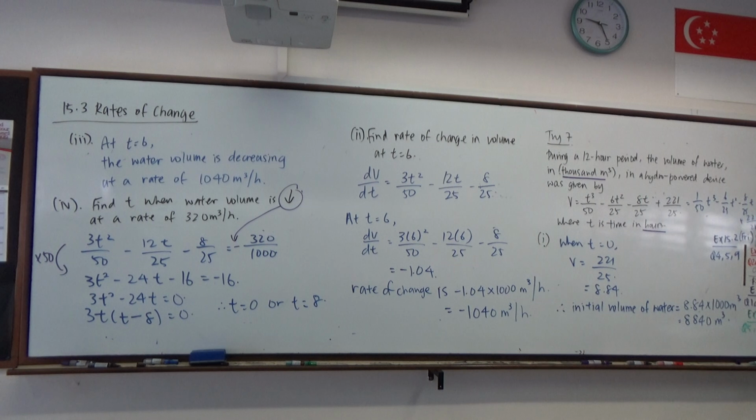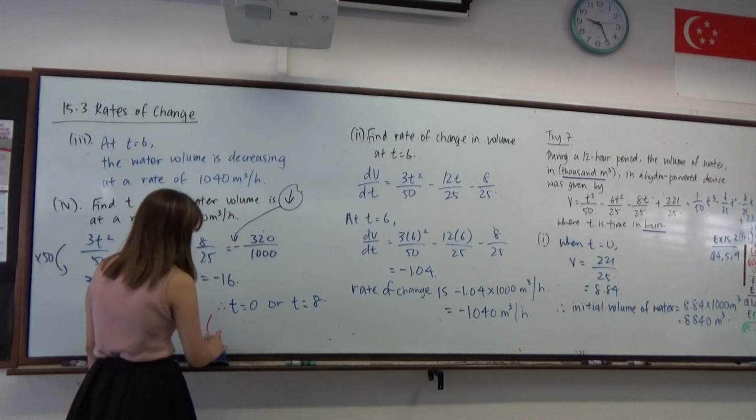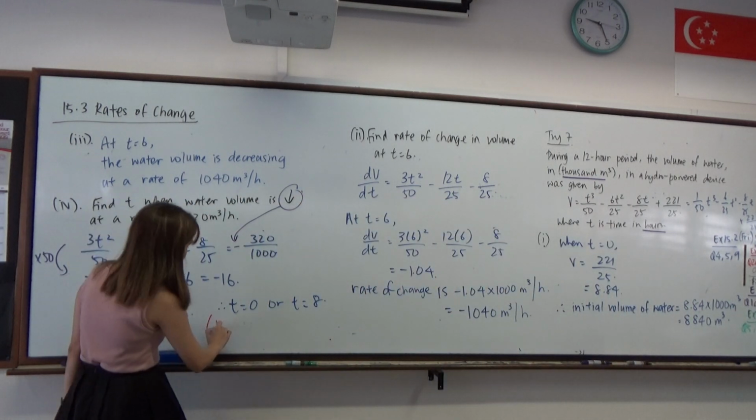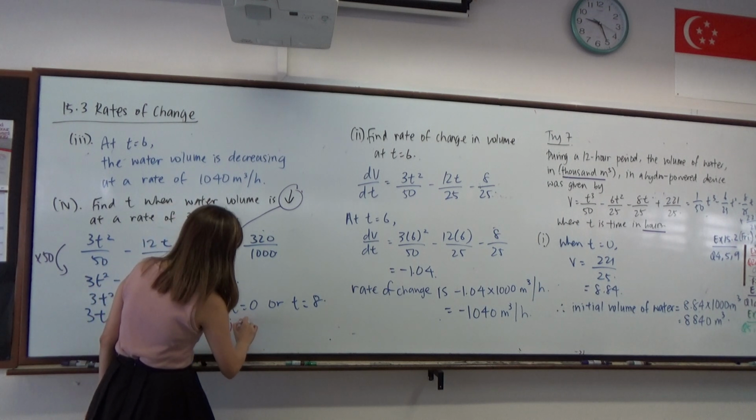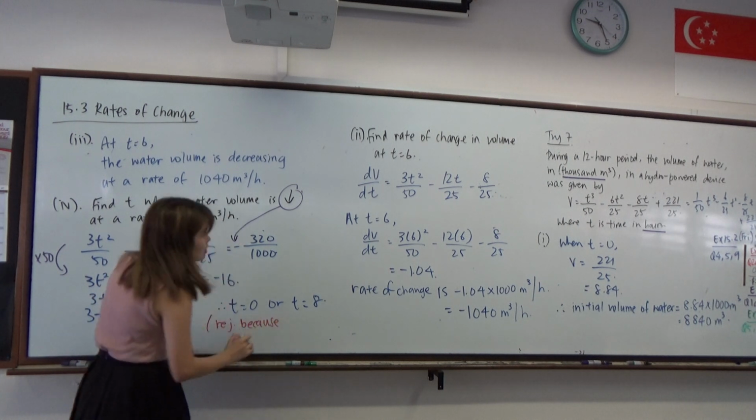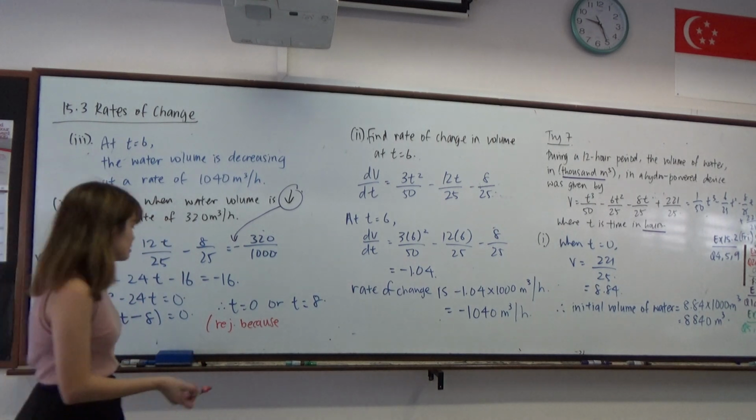Why? Because at the start, during a 12-hour period, the volume of water right at the beginning can it already be decreasing? At t equals to 0 it is still max, right? Still max, and at t equals to 0 there's no drop. Yeah, it's still max. I think of that answer as well. So we reject t equals to 0 because it just started.